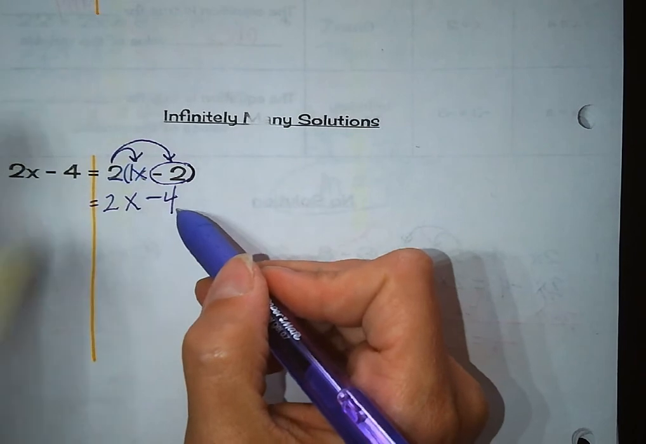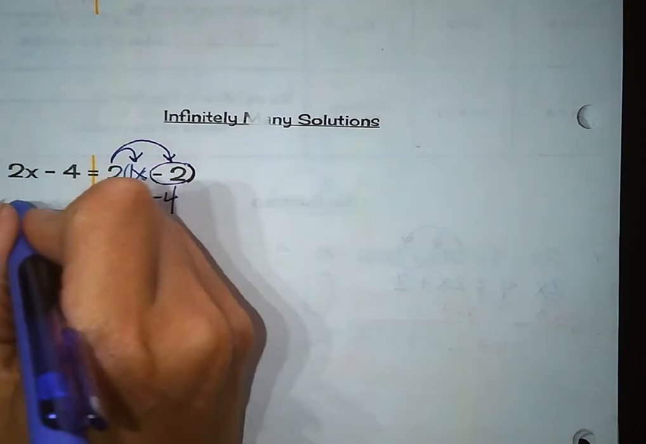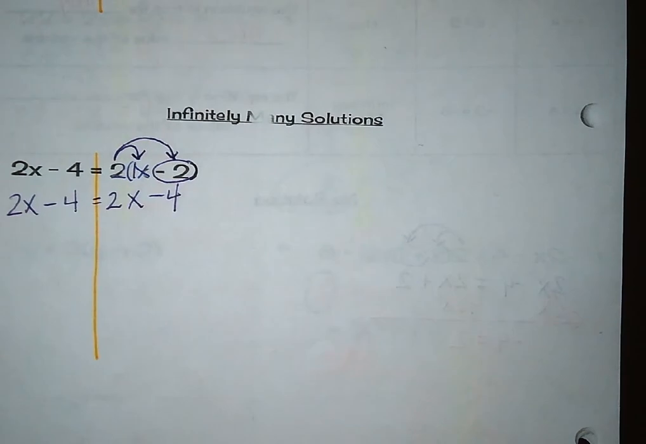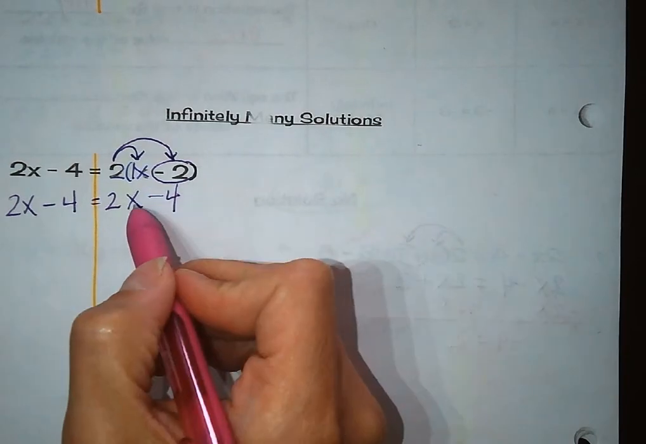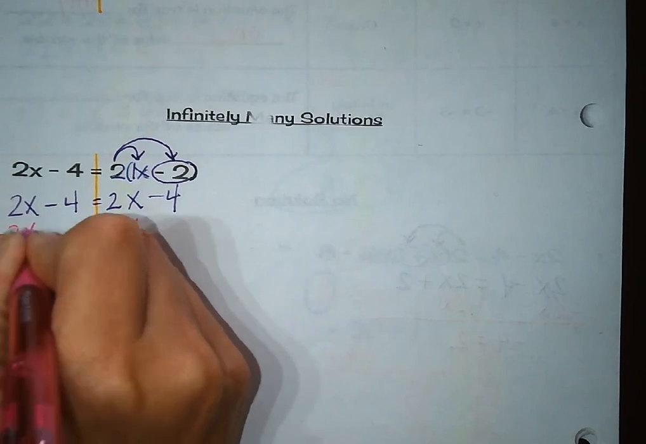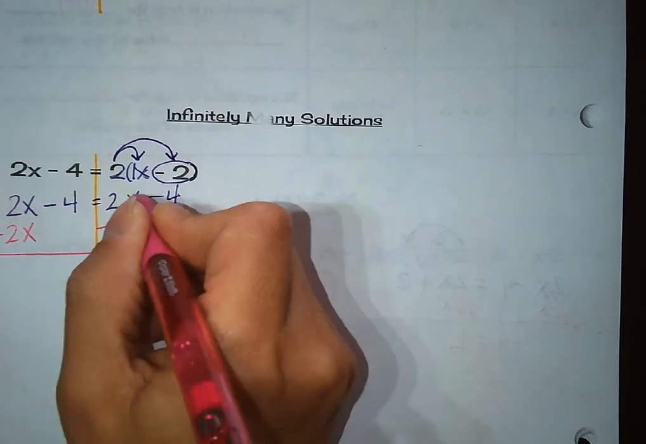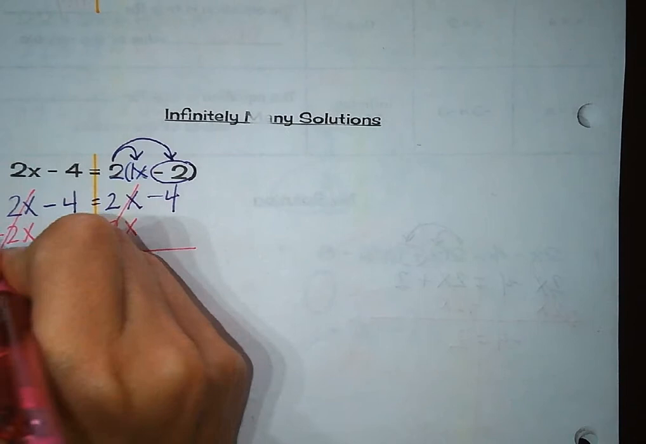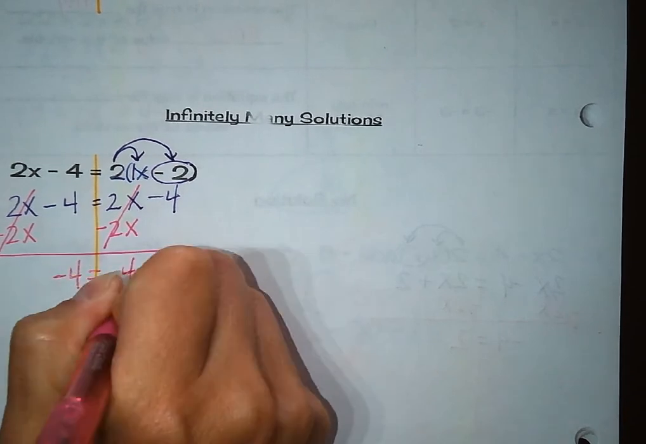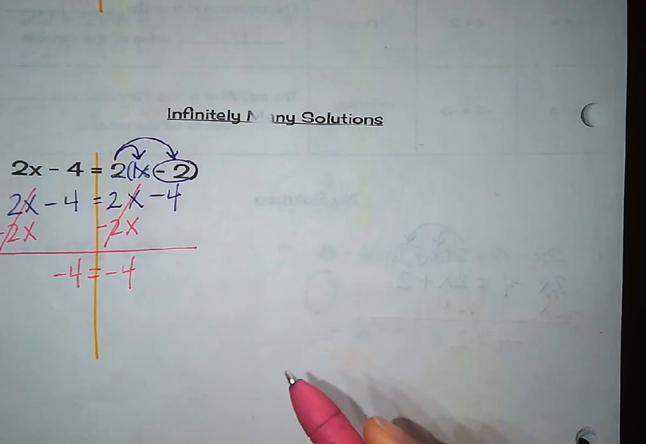Because I had to simplify the right, I need to make sure that I bring down the left. So same thing that we've done before is we try to get my variables to one side of my equation. I see that I have this positive 2x, so I want to subtract 2x from both sides. Oh, those cancel out. So now I have negative 4 is equal to negative 4. Well, does negative 4 equal negative 4?